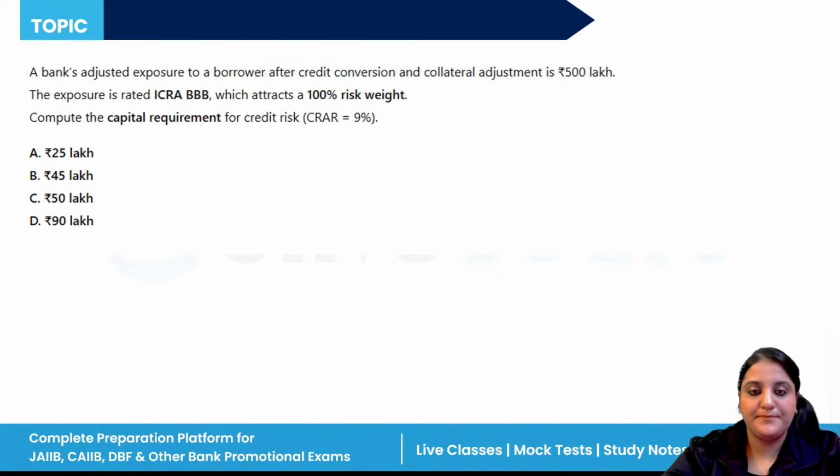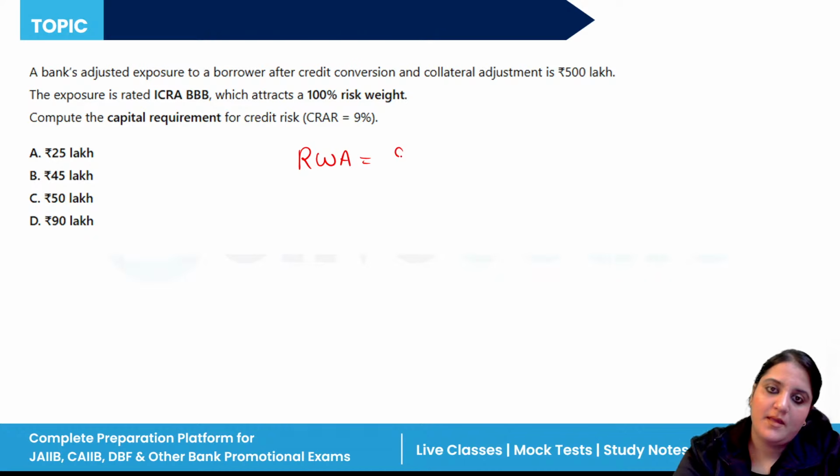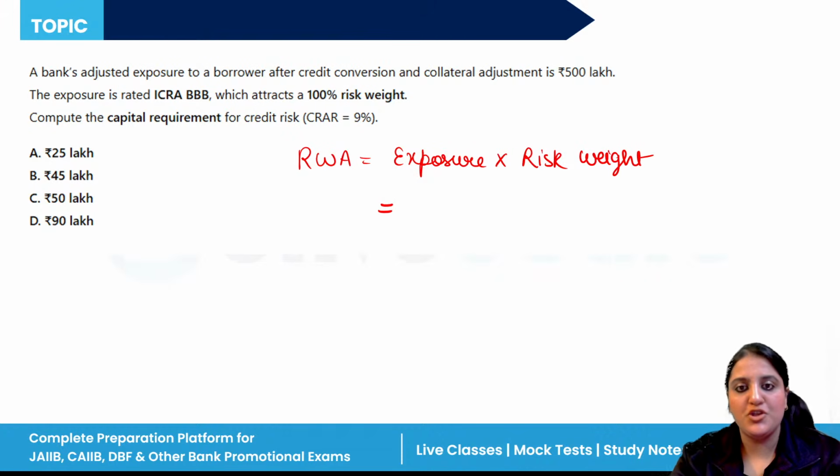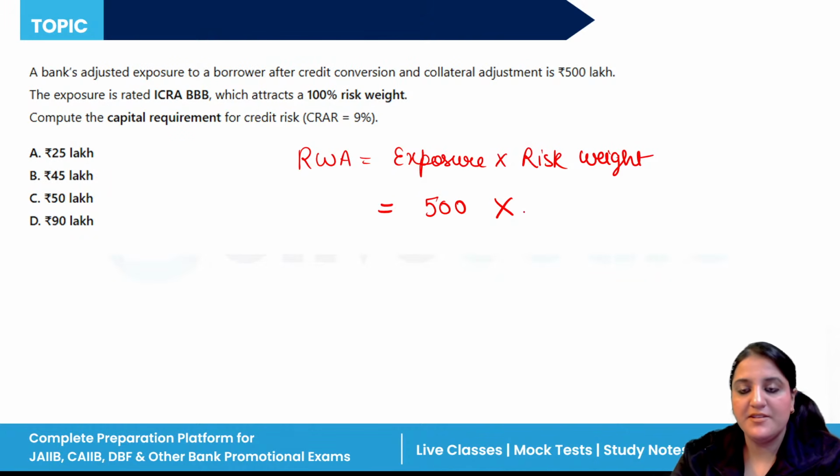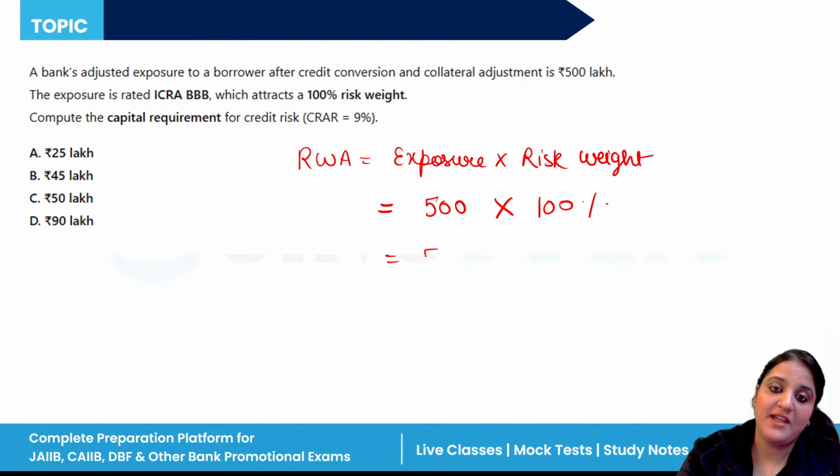How to calculate? It's very simple. See, what is RWA? That is exposure multiplied by risk weight. So what is the exposure here, which is 500 lakh, multiplied by risk weight of 100%. So obviously it is 500 lakh.